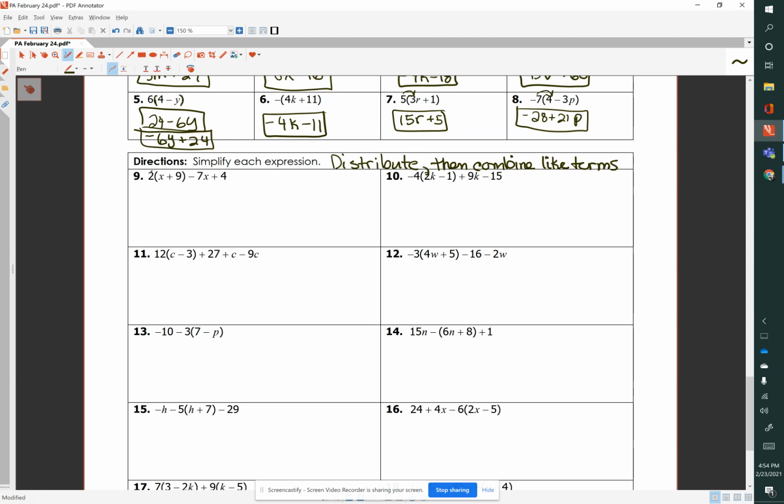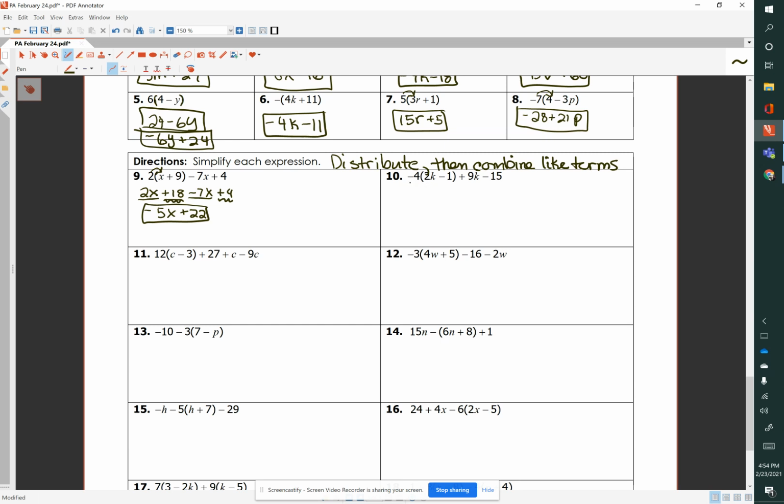So 2 times x is 2x. 2 times positive 9 is positive 18. Then I copy down the rest of the problem. And 2x minus 7x is negative 5x. And positive 18 times positive 4 is positive 22.